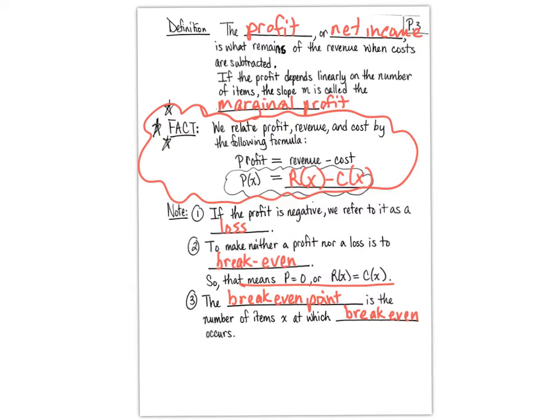And terminology that you should be aware of, if your profit is negative, we refer to it as a loss. To make neither a profit nor a loss is what we say is breaking even. So that means that either your profit is equal to 0 or your revenue is equal to your cost. The break-even point is the number of items x at which break even occurs. Okay, so now that we have all of this terminology, what we wanted to do was go through an example.